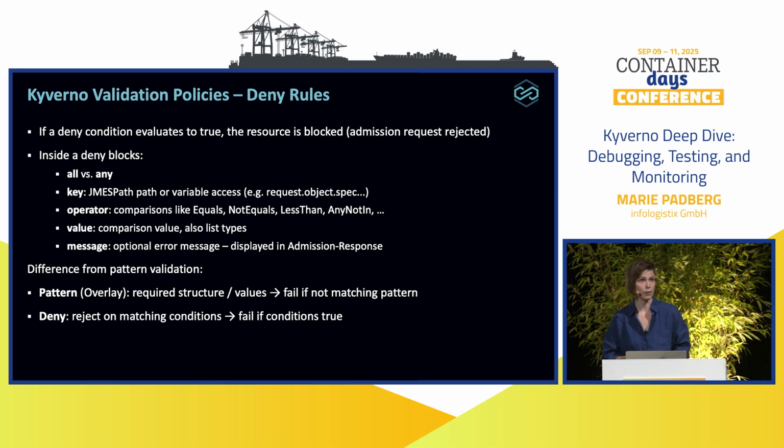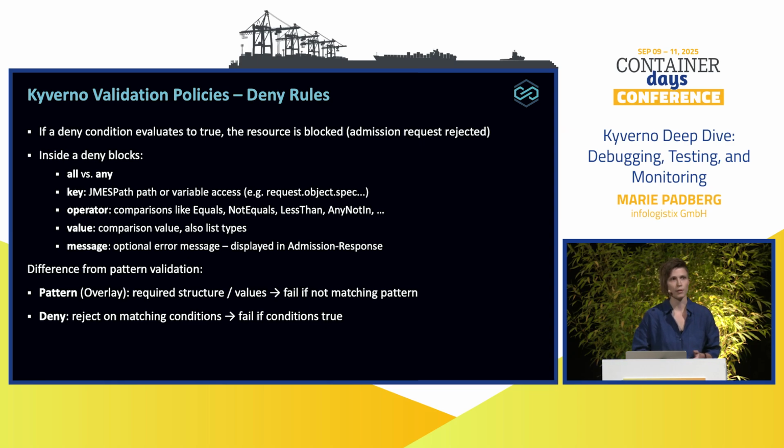Now we come to the heart of our policy, a deny rule. Deny rules are more expressive than pattern validation, and the idea is simple. If the condition in the deny block evaluates to true, the request or the resource is blocked. And inside the deny block, you have to choose between all and any. All means that all conditions must be true, and any means at least one condition must be true.